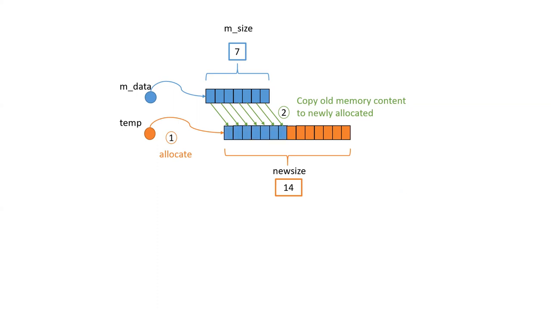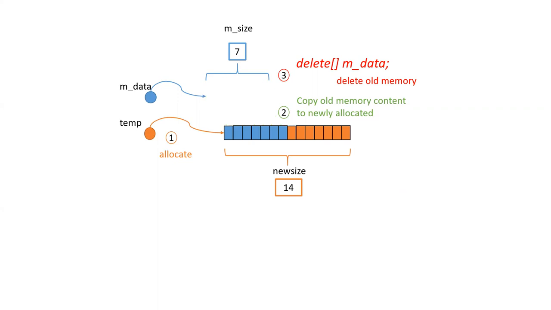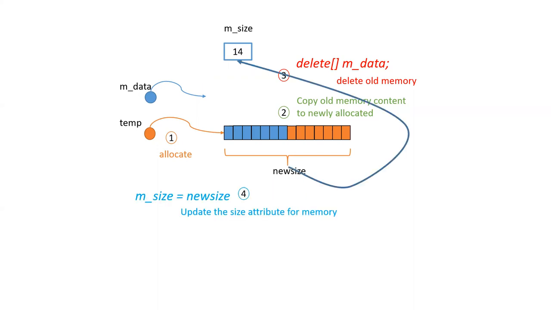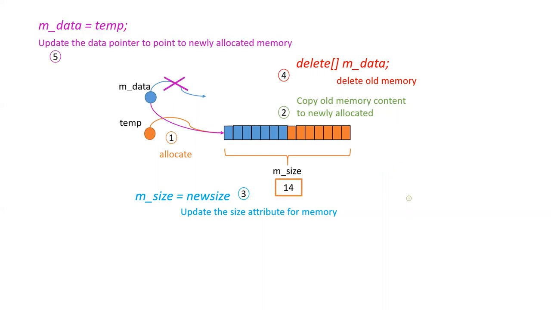After that copying is done, now I can get rid of the old one because I just copied it, right? Now that the old one is gone, I'm going to update the size. It was 7, now I'm going to make it 14. So the size is updated, I have the memory, and I have the pointer that is supposed to point to that memory, because it's not pointing to it now, it's pointing to some garbage place, right? So now I can comfortably set that one to the place that temp is pointing to. So it's actually mData equals temp. What happens is it gets the address that I have in temp and puts it right in mData.